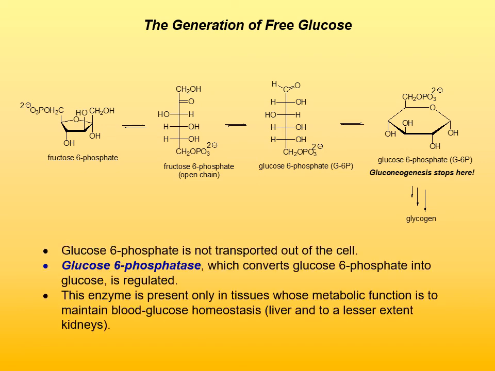Glucose 6-phosphate cannot be transported out of the cell, and glucose 6-phosphatase, which converts glucose 6-phosphate into glucose so that glucose can be transported out of the cell, is regulated. This enzyme, glucose 6-phosphatase, is present only in tissues whose metabolic function is to maintain blood glucose homeostasis, and that would be liver and to a lesser extent kidneys.